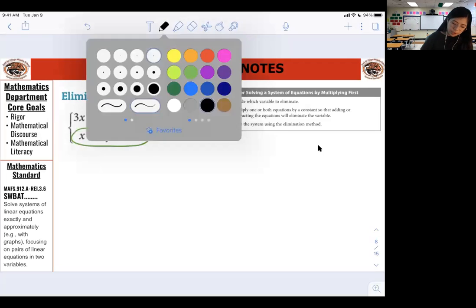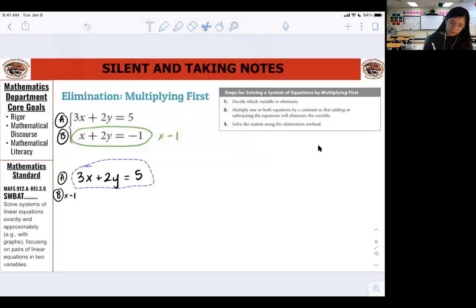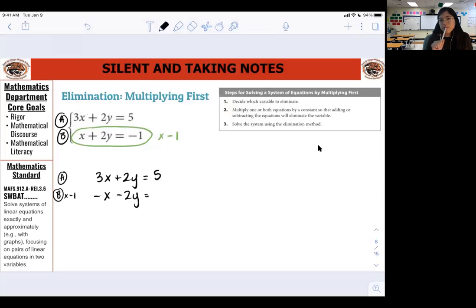So here we go. Equation A is staying exactly the same: 3x plus 2y equals 5. But B is times -1. So let's see what we get when we multiply B times -1. Negative x. Negative x. And then -2y. Negative 2y, good. And what happens to my -1? A positive one. It switches to +1.